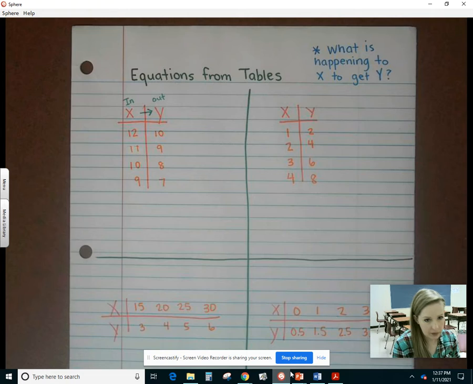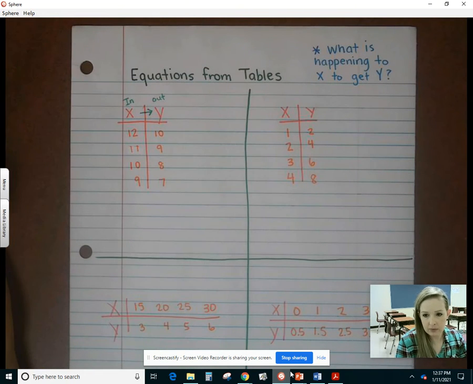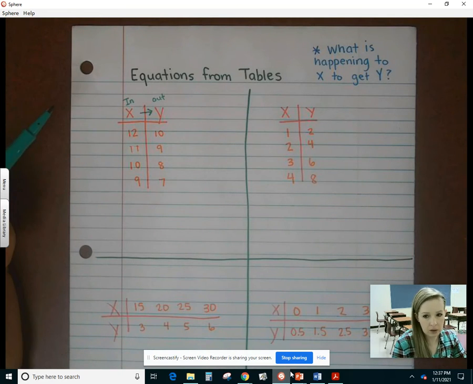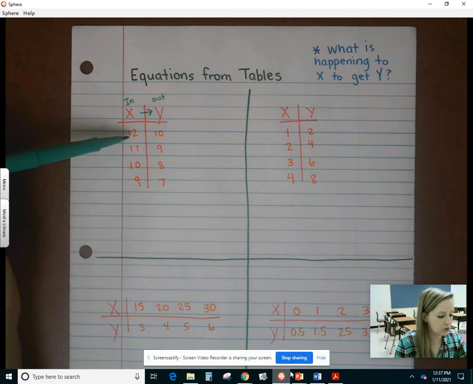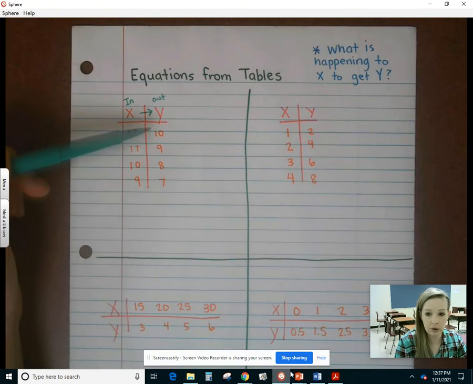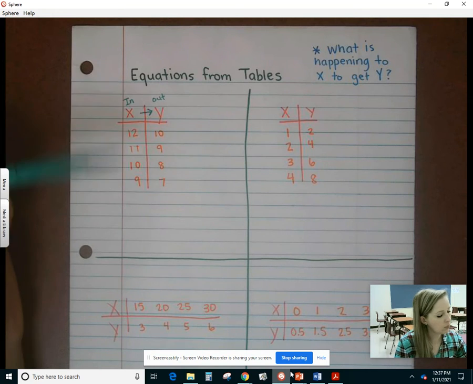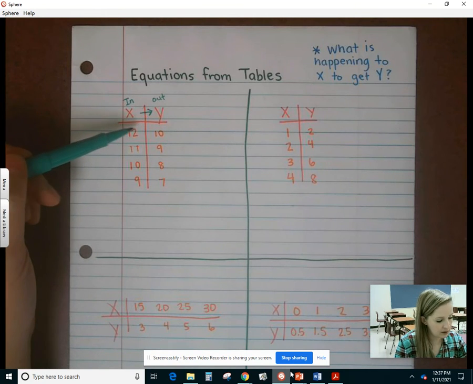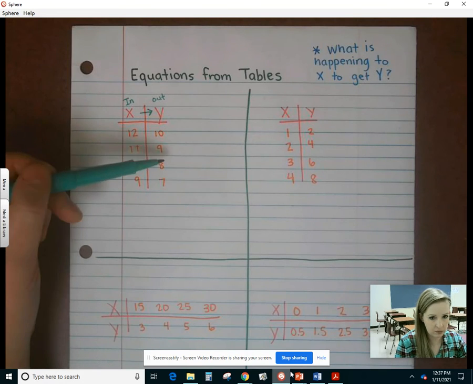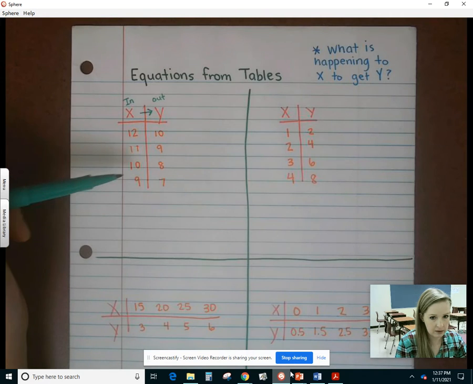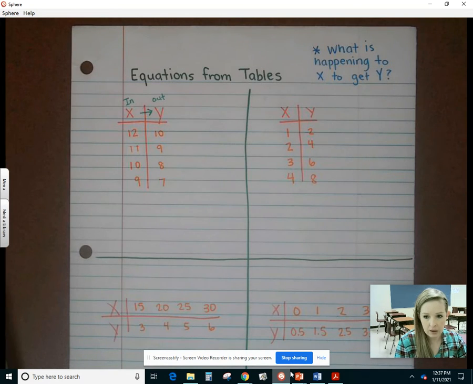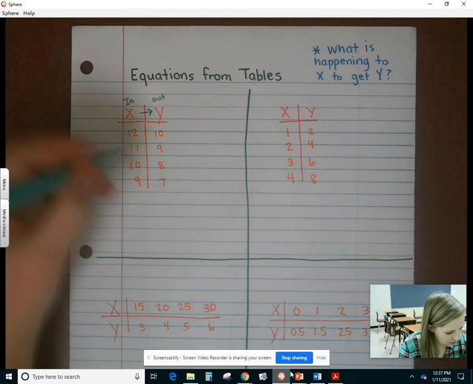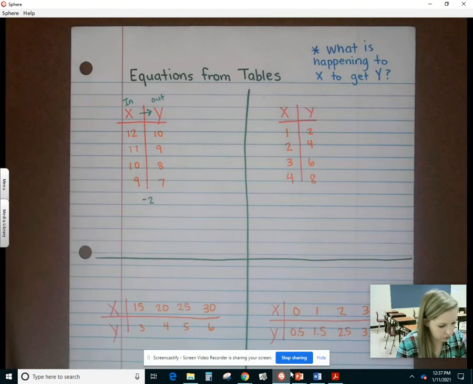What is happening? So it can be additive or multiplicative, like we talked about a few days ago, or it can also be subtraction or division in this case. So we're going to look at all different types. And so when you're starting with a number and then you're getting a smaller number, you know you're either dividing or subtracting. There's nothing I could divide 12 by to get 10, but I could take away 2. 11 minus 2 is 9, 10 minus 2 is 8, 9 minus 2 is 7. So we know that the rule here is minus 2.